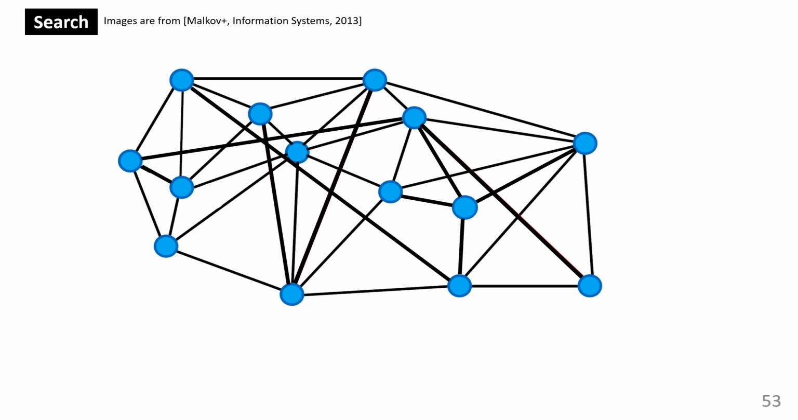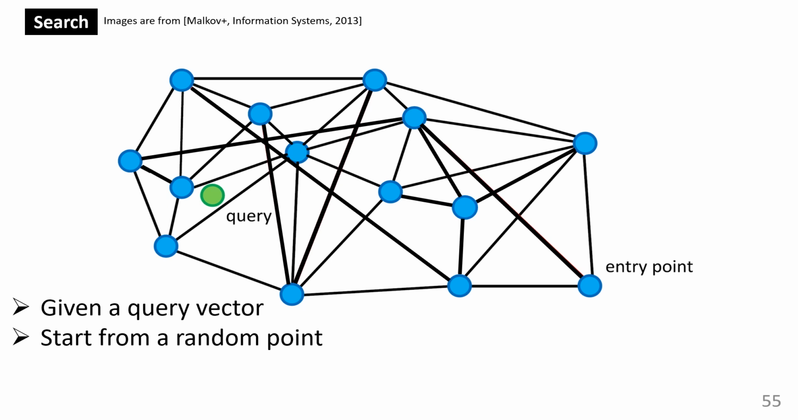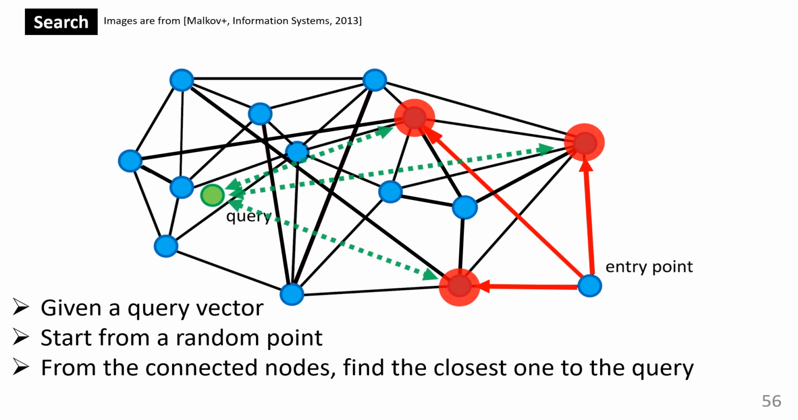Okay, so the search phase. How to search? If we have a query vector here, our task is finding the similar one. In this case, this is the result. So how to find this one? We start from a random point. We select a random point as an entry point, like here. Then from the connected nodes, we find the closest one to the query.